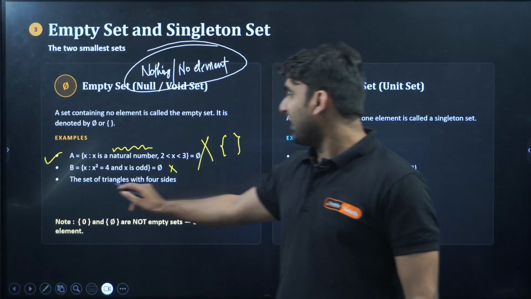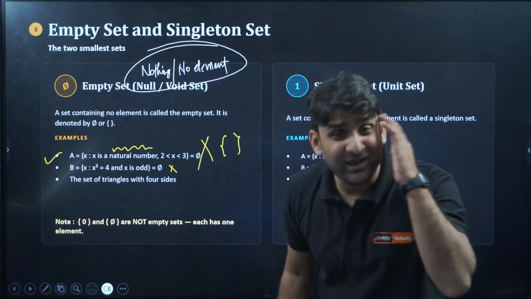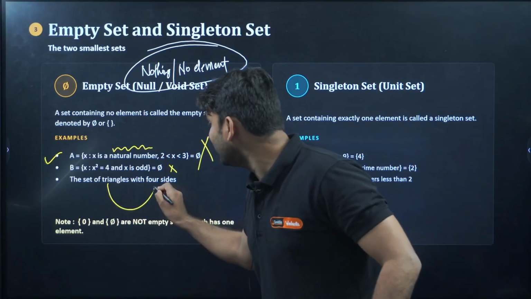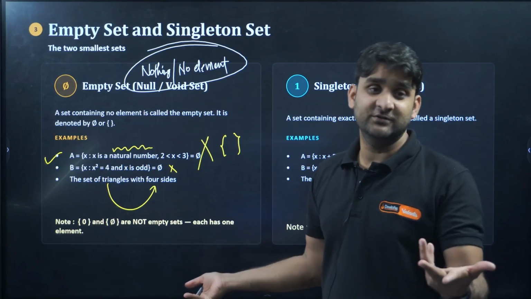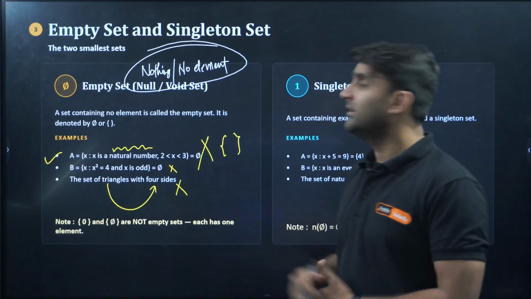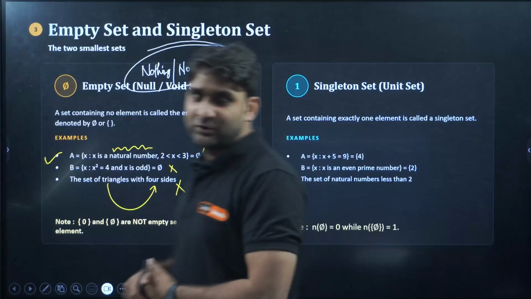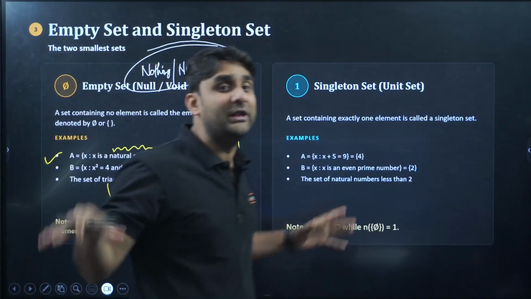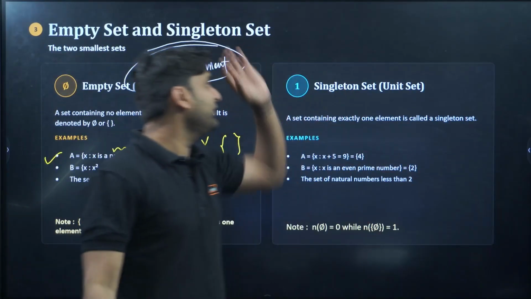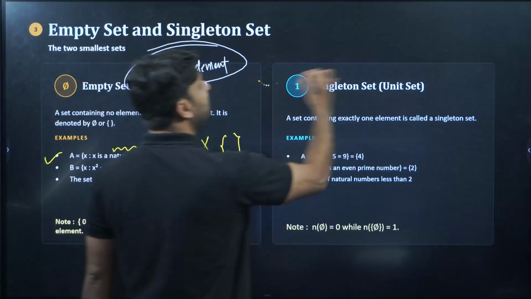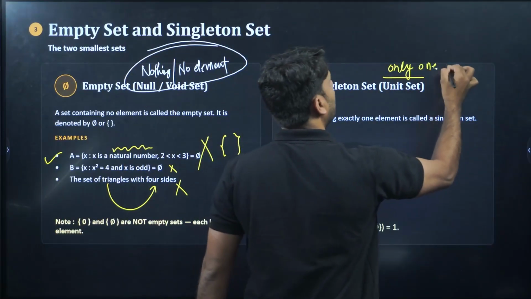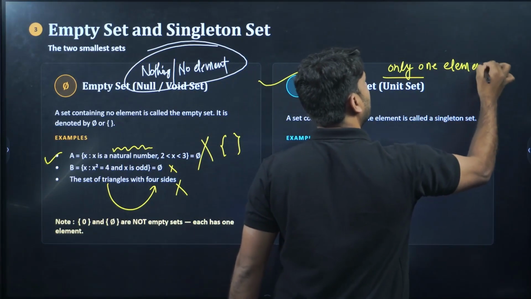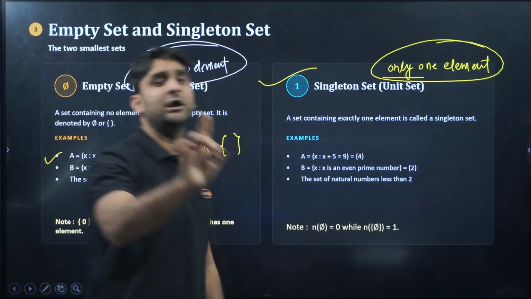The set of triangles with 4 sides: is it possible? Triangle means the property of having 3 sides. So not possible. So this is also the null set. Clear, everyone? Null set means when there is no element, no possibility. Now moving to singleton. Singleton set means unit set. Unit means only one element. Only one element is called a singleton set.